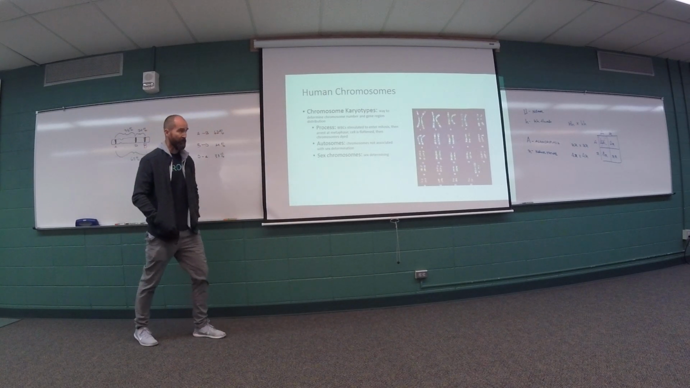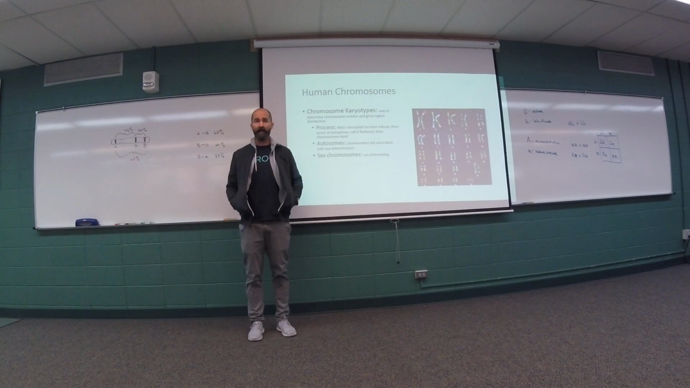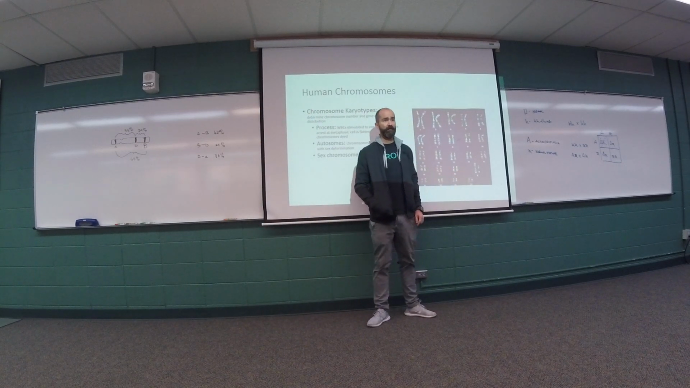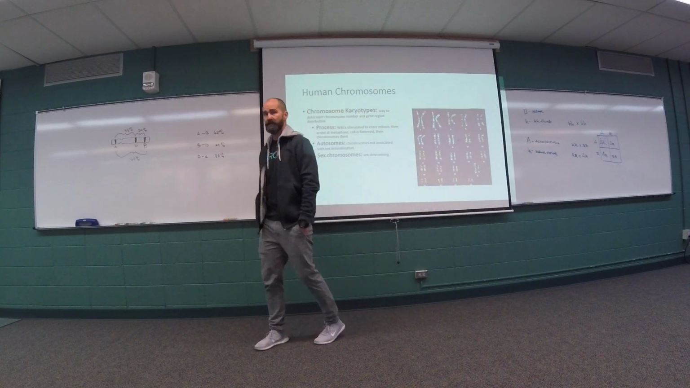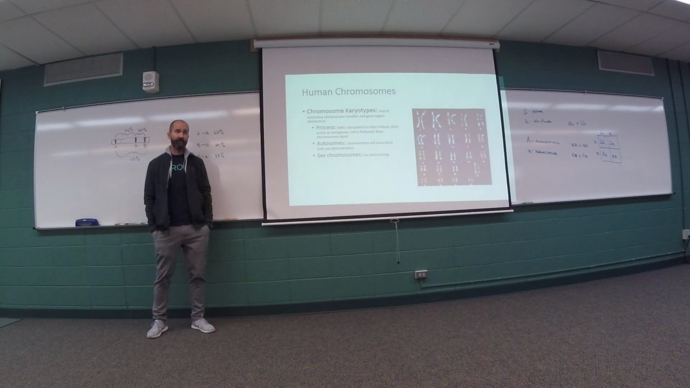So the vast majority of our chromosomes are called autosomes. They're just normal body chromosomes that control the production of somatic characters. But then we have a pair, at least in males, that's non-homologous, that are the sex chromosomes. So sex determination varies significantly between species.